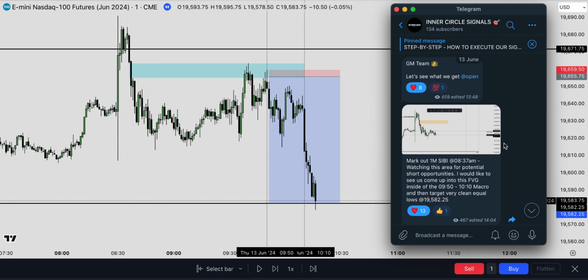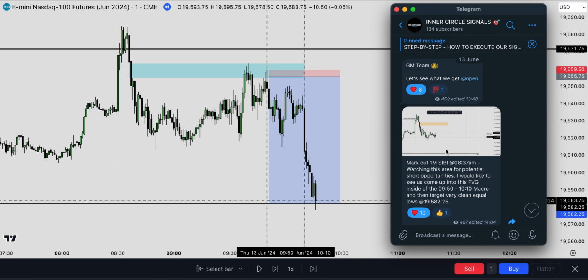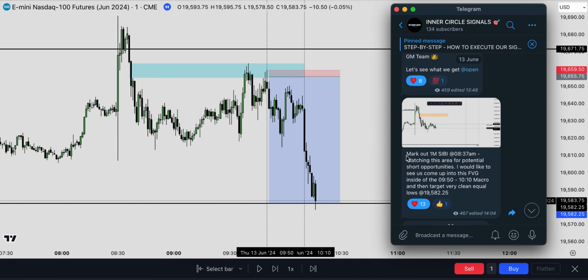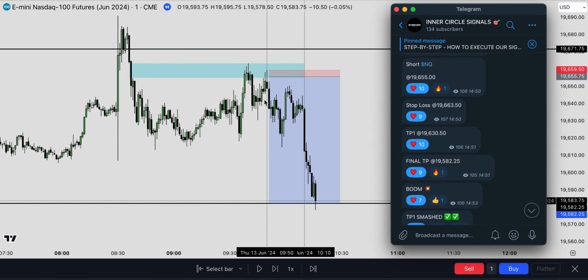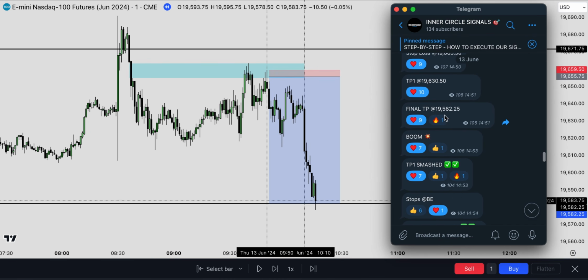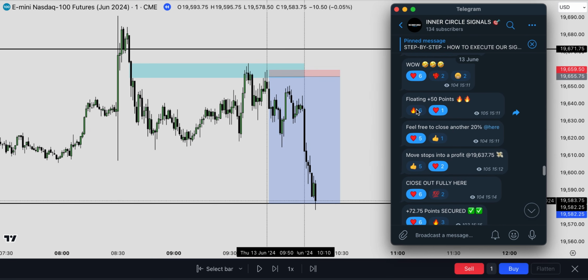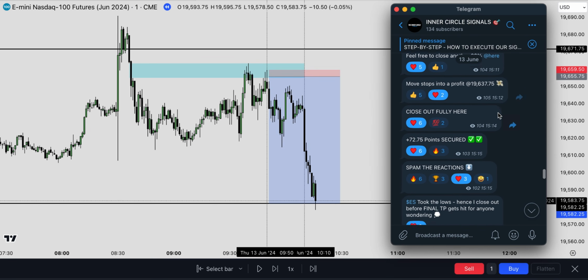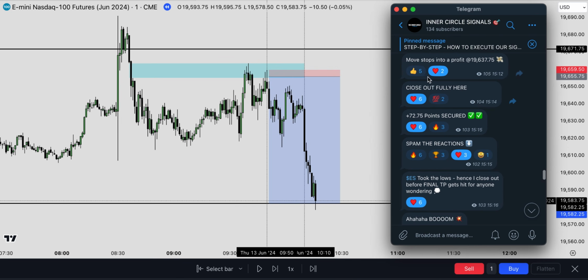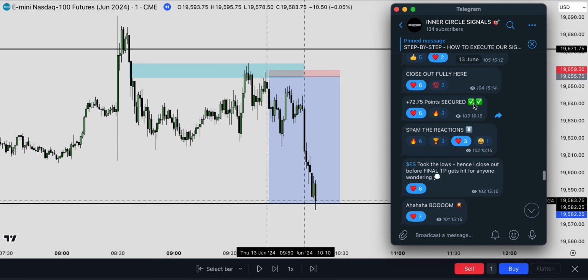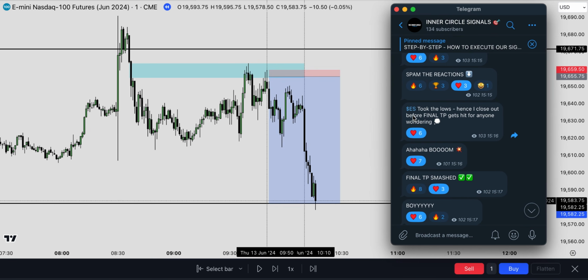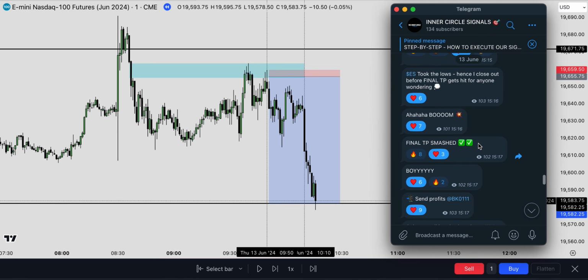So I just want to show these chats and give you pretty much a feel for how it is if you were inside. Every morning I send in an analysis of the chart that we are watching. I tell you to mark out specific levels, areas that we're also watching, pretty much tell you the game plan for the morning. As you see here, as soon as price taps into that 1 minute fair value gap, you get your short alert, stop loss placement, TP1. TP1 smashed, 25 points secured, close 50% here, stops at break even, growing 50 points, moving stops into profit. Now final TP gets smashed here, so I'm closing out for a total of 72.75 points. ES at the time took the lows, hence I closed out early. However, final TP did get smashed.